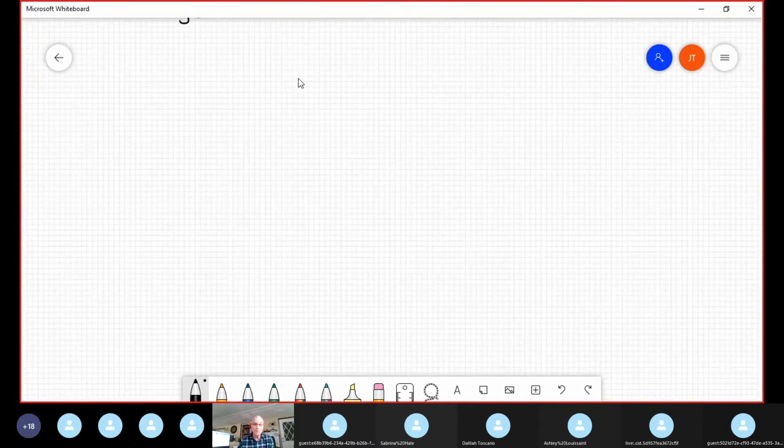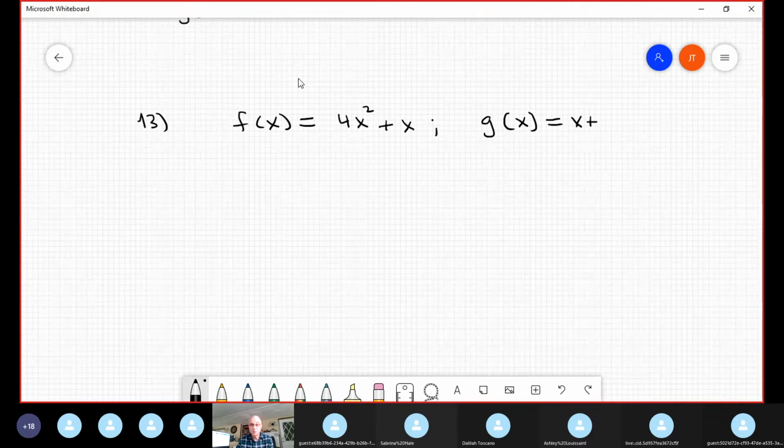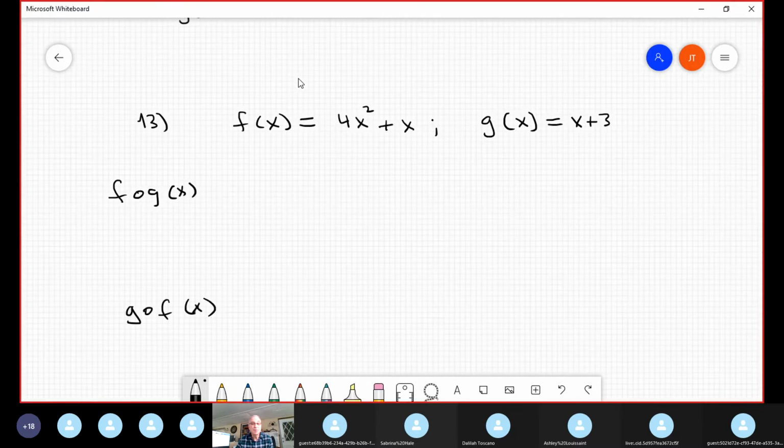Okay, so 13 is composition. Composition is two functions, but connected another way. Suppose f of x is equal to 4x squared plus x, and g is x plus 3. We have two functions, and they want to find the expression f composition g, number 1, and g composition f, number 2. Basically we have two questions.